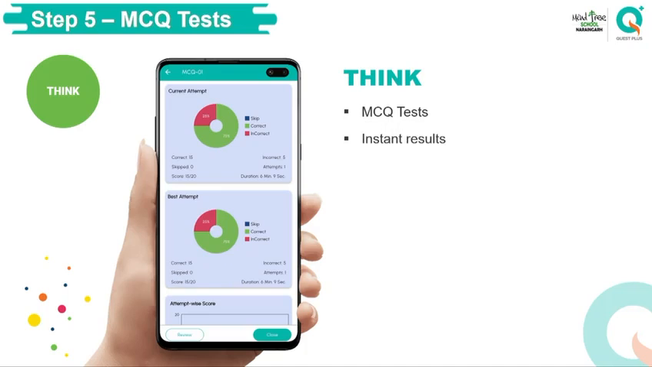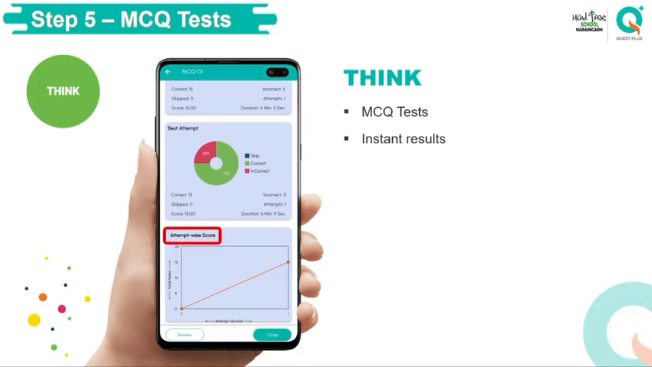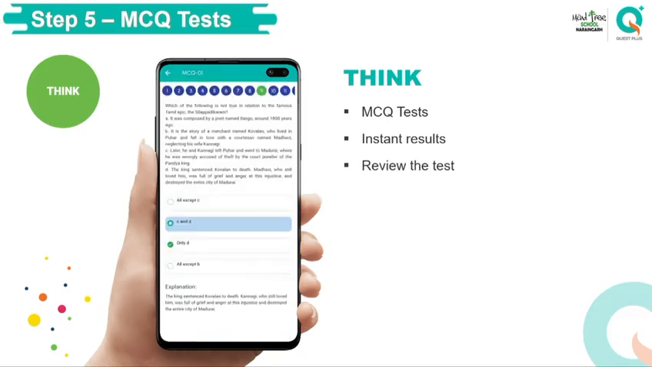This result will highlight your current score, your best score from all the previous attempts, and it will also help you track your content mastery over the chapter with every attempt. Don't forget to review your test to learn and improve upon your challenges. Refer to the explanation provided to clear your doubts.